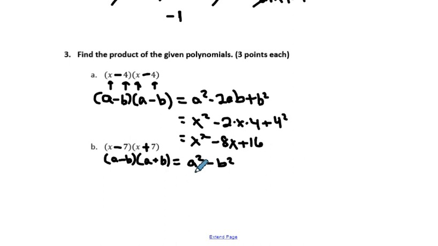Okay, so here we've got A squared minus B squared. So A is X, B is 7. So that's going to turn into X squared minus 7 squared, or X squared minus 49. And that is the answer to part B. All right, going on to the next one.